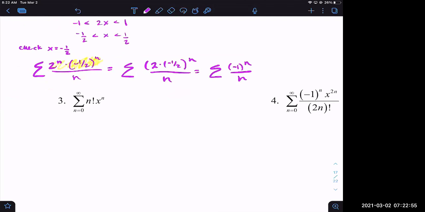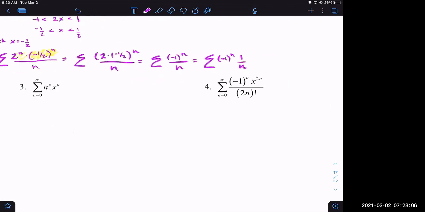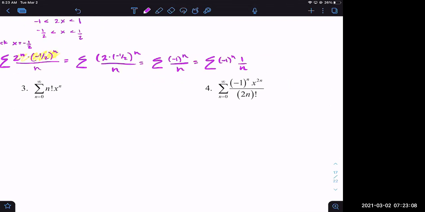So I had to simplify that. We should recognize this series. What do you guys think? Maybe you'll recognize, it's just an alternating harmonic. I could separate the alternating piece from the 1 over n. This is an alternating harmonic series. Alternating harmonic converges. Or you could have proved convergence using the alternating series test. It alternates, the limit goes to 0, and it's non-increasing.